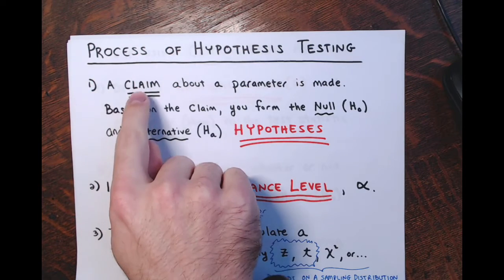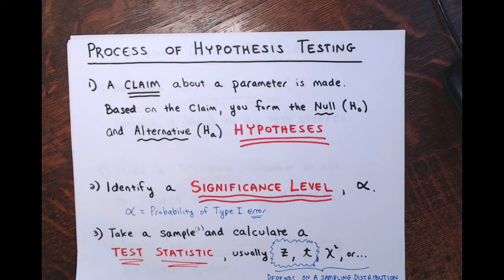So first, a claim about a parameter is made. Some claim is made about some aspect of the population. I believe that the population mean is greater than 7, or I believe that the proportion of the population that is a success is less than 30%. You make some claim about the population.